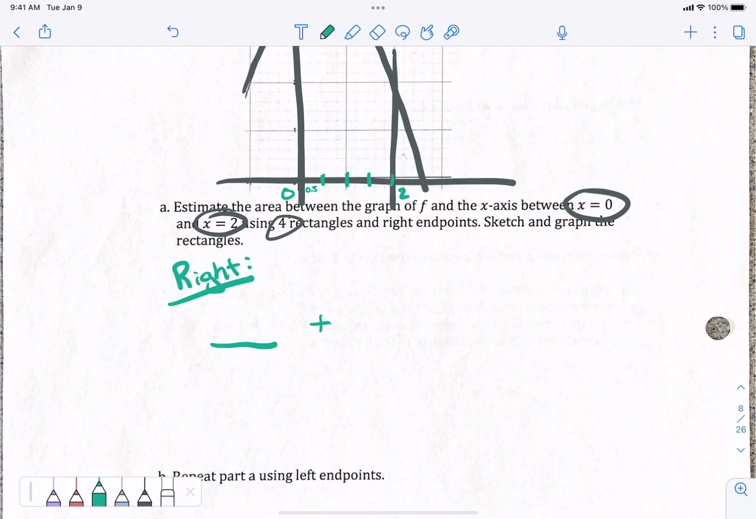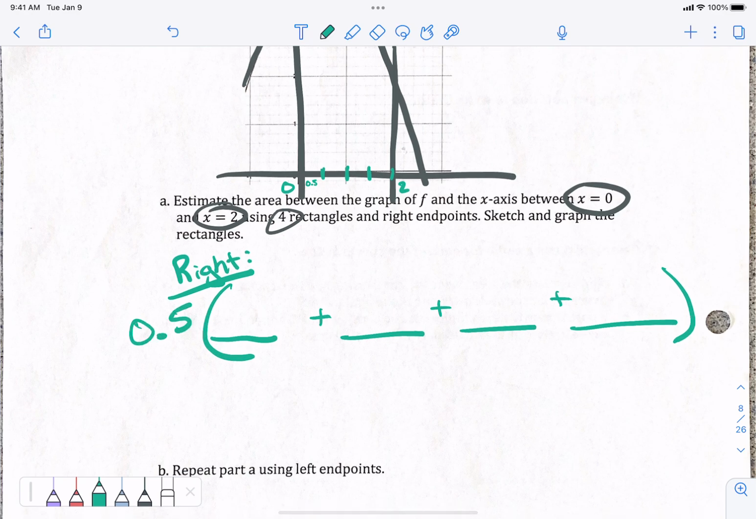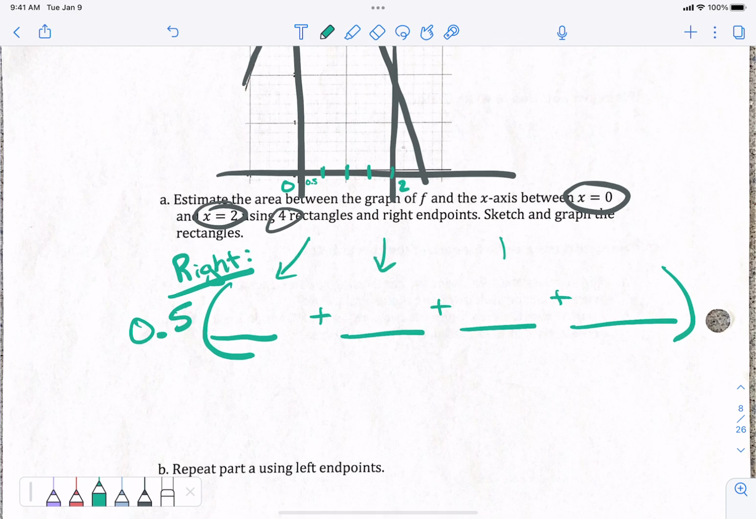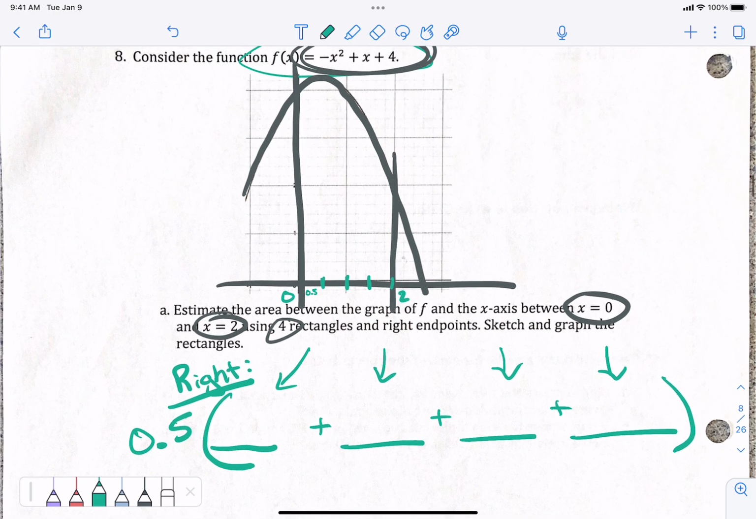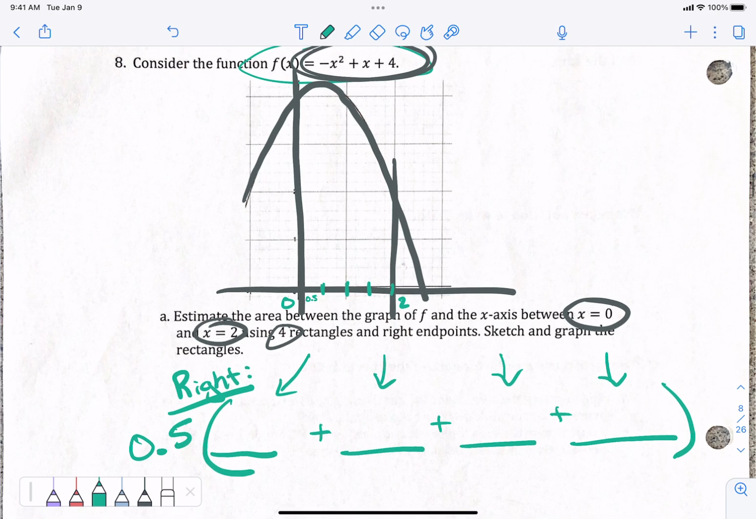So 1, 2, 3, 4. I have to do a little visual, otherwise I'm going to forget to do one. Each one of them has a width of 0.5, right? We learned yesterday that we can take that 0.5 and pull it out in front. So all we need to put in these spots are the heights of each rectangle. Does that make sense? Okay, let's draw our rectangles, doing right endpoints first.